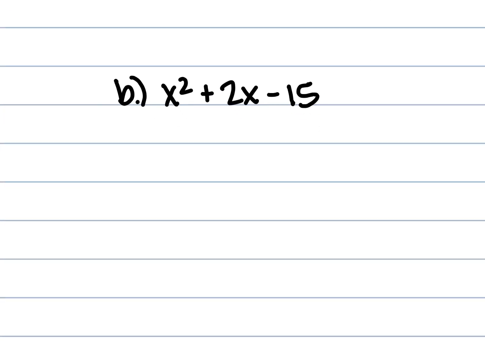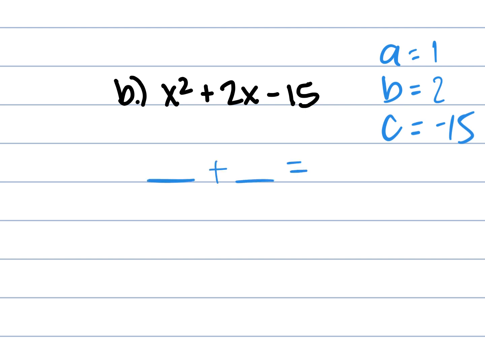B. What do I do? A, B, C, D, E, F, G. What's A? 1. What's B? 2. What's C? -15. What do I do next? Sum, add. When they add, I get 2. When I multiply, I get -15. Okay?